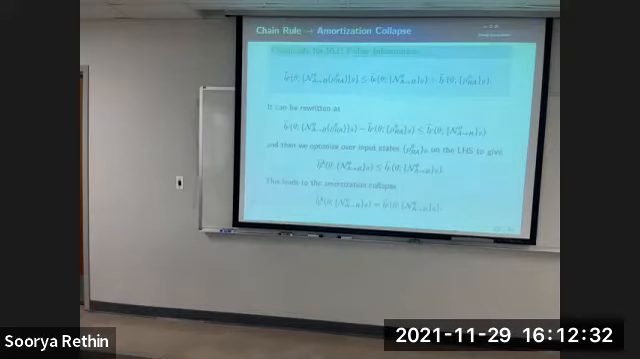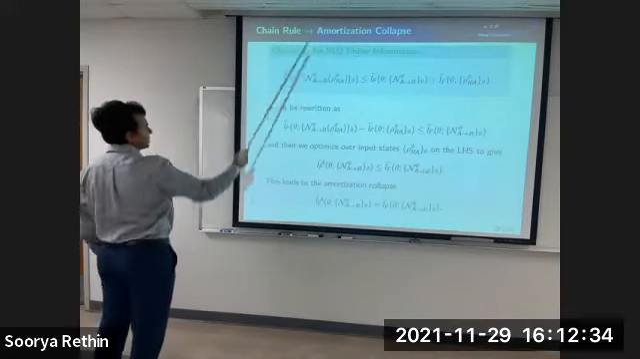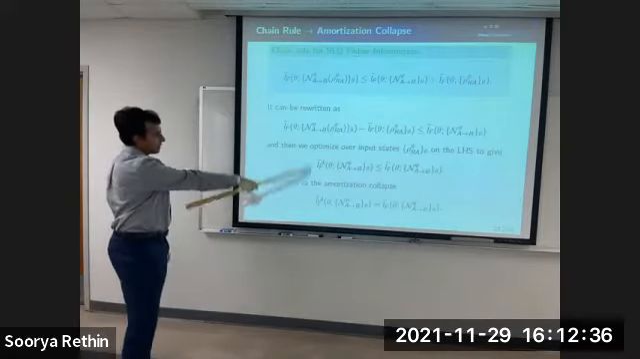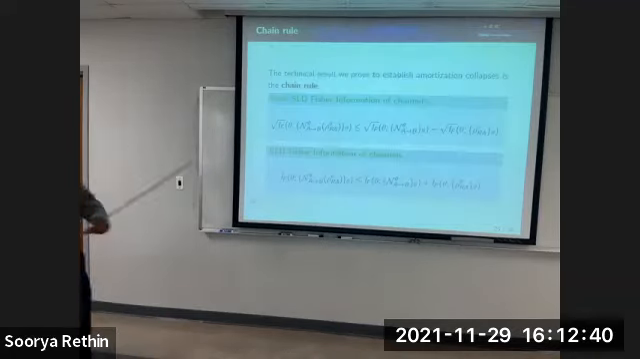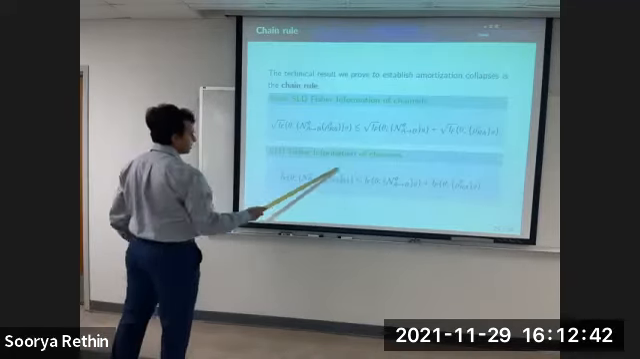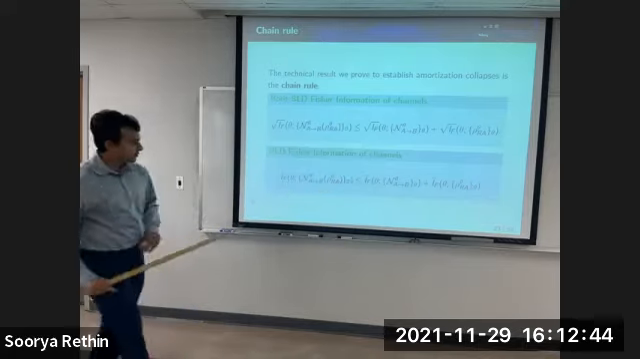What I want to show is how a chain rule results, in basically three lines of algebra, in an amortization collapse. What I'm going to use is the second equation in this box, which is the chain rule for the RLD Fisher information.